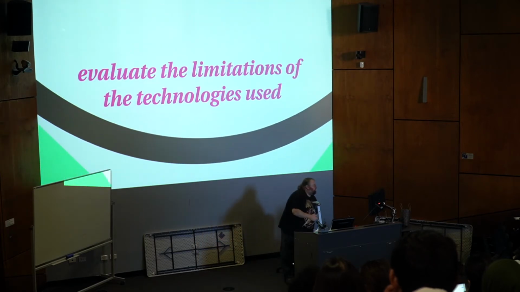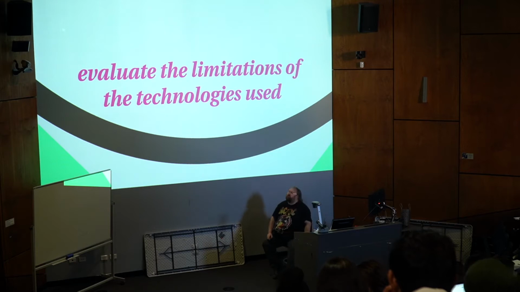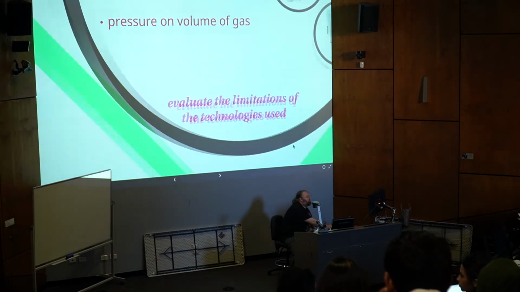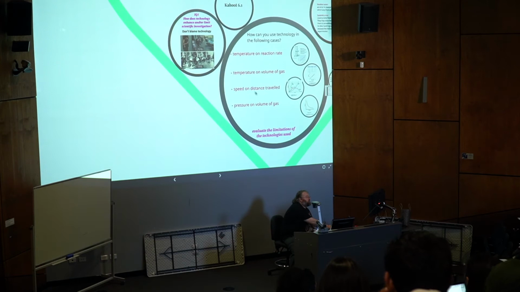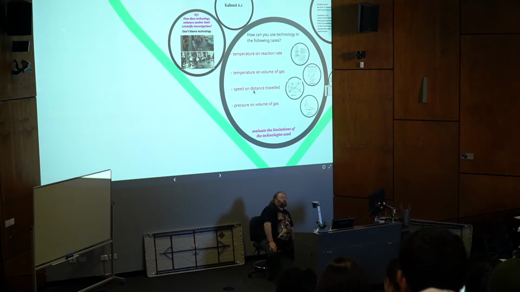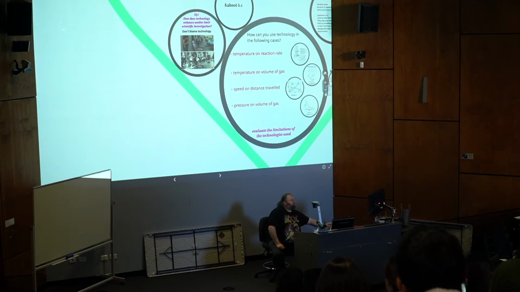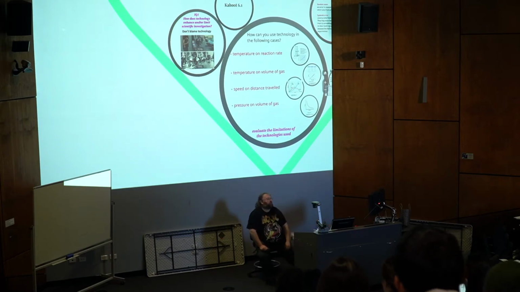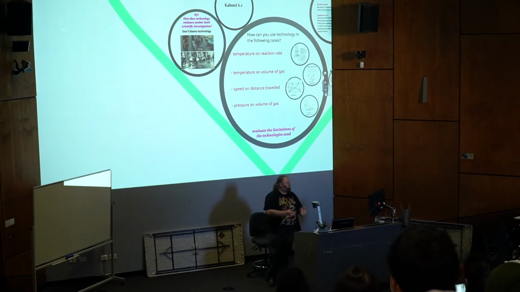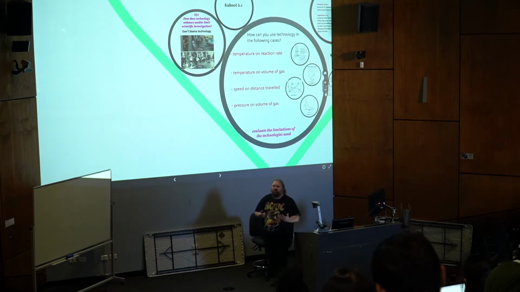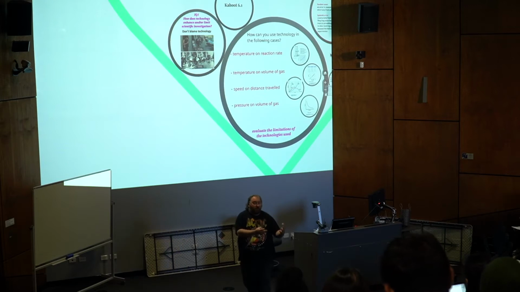Now, one of the things there, you've got to assess the limitations of the technology used. So I'm going to just go back up here a second. The easiest one here for me, as a physicist, is speed and distance travelled. What sort of technology can you use to measure speed and distance travelled? You can think of really easy ones.